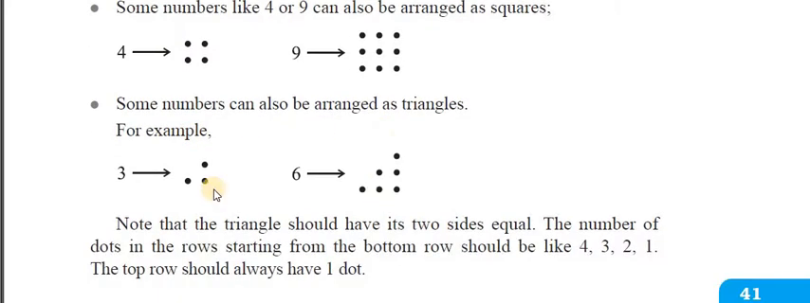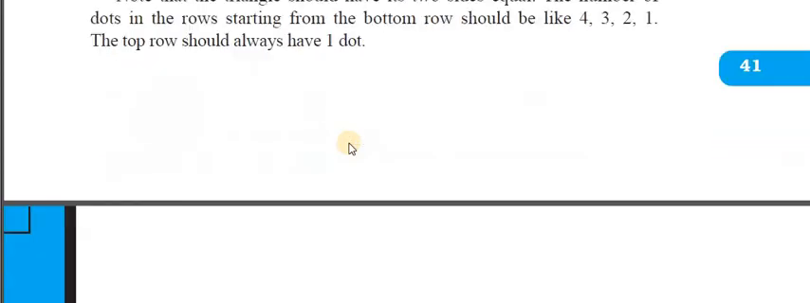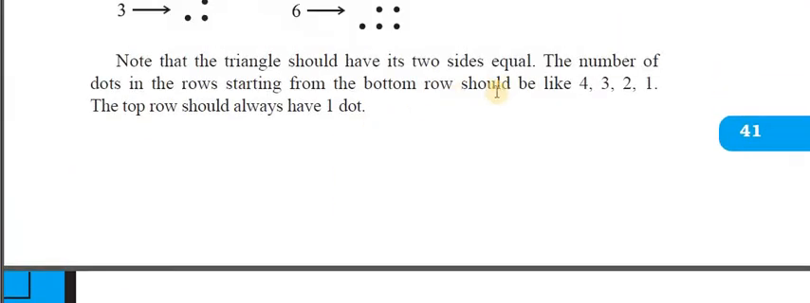Coming to the triangles, with the help of 3 dots, with the help of 6 dots, you are going to prepare a triangle. Note that a triangle should have its 2 sides equal. The number of dots in the rows starting from the bottom row should be like 4, 3, 2, 1. The top row should always have 1 dot. It should not contain more than that. And they are saying that the 2 sides should be equal, meaning you are going to select an isosceles triangle.